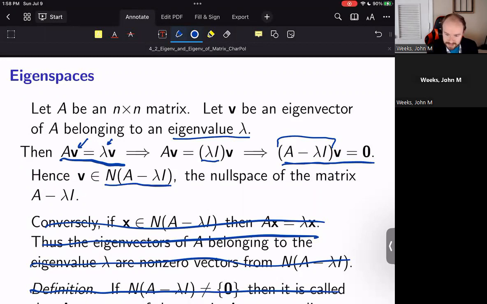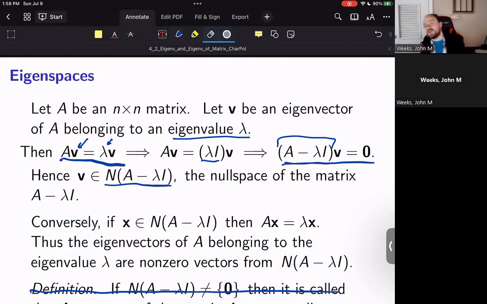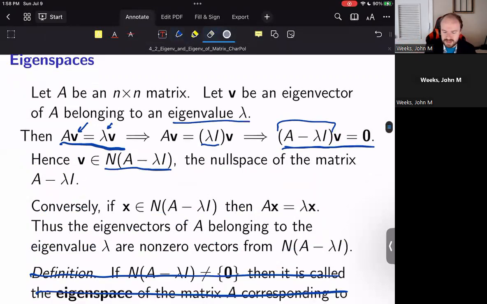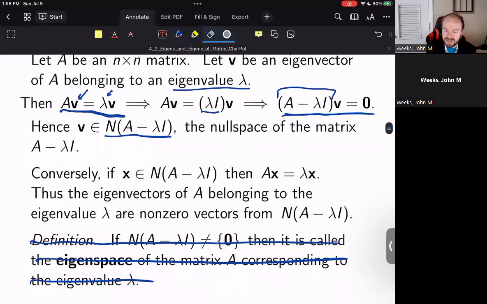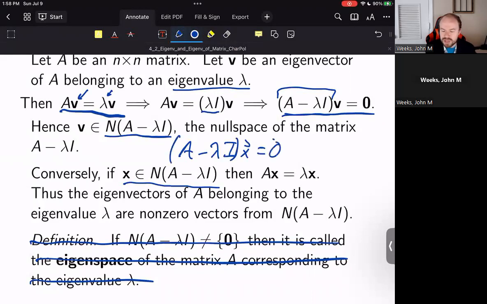It's a subspace, right? Subspaces are those that are closed under scalar multiplication and addition of the vectors inside of there. Conversely, if x is inside the null space of this operator, namely, if you get a vector x such that this is true, then you can just move the lambda I x back over, and very soon you get exactly what you have right here, Ax equals lambda x.